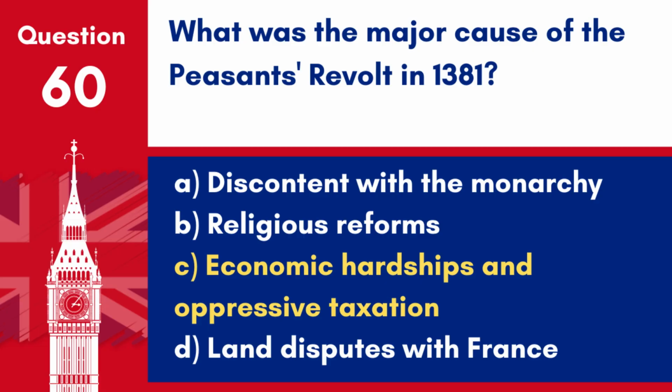Answer: C. Economic hardships and oppressive taxation. The major cause of the peasants' revolt in 1381 was economic hardship coupled with oppressive taxation, which led to widespread discontent among the lower classes.